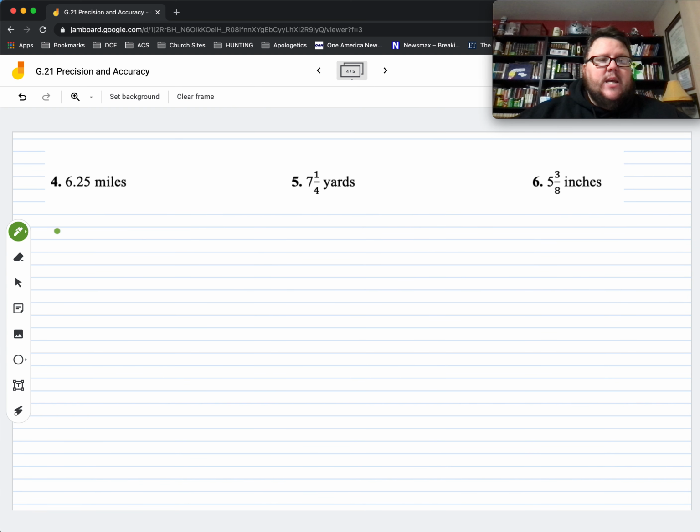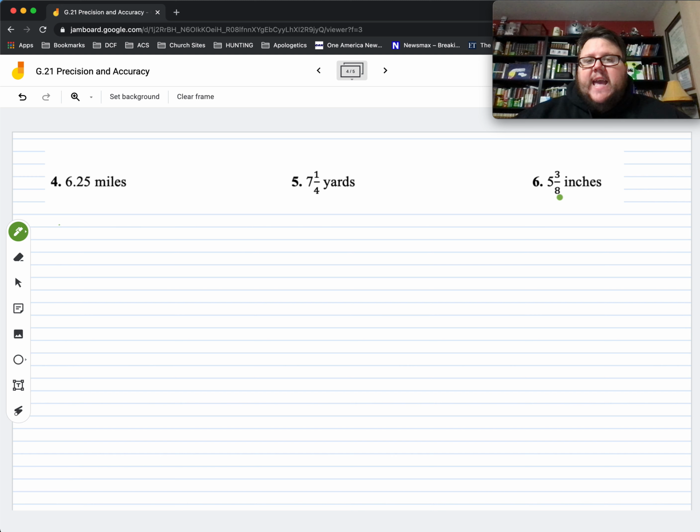6.25. So that means it's to the nearest 0.01 meter. So then you have to do 0.01, and I'm leaving this for you guys to do. But 0.01 times 0.5. 7 1/4 yards. So our unit that we're rounding to the nearest is 1/4 yards. So it'd be 1/4 times 1/2, which is actually 1/8 yards.